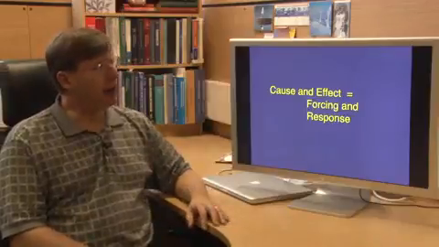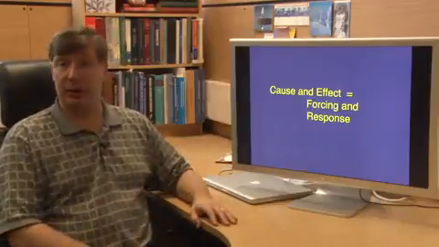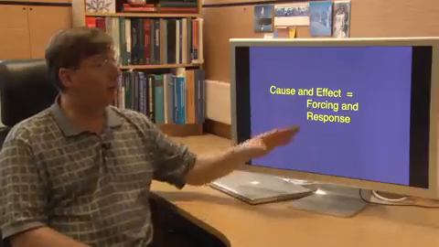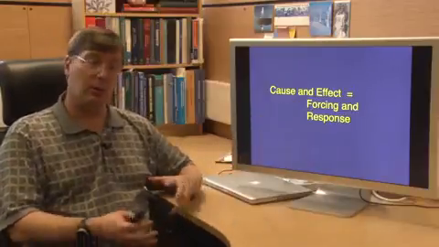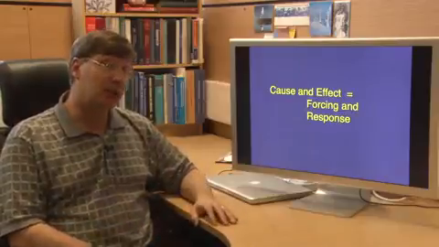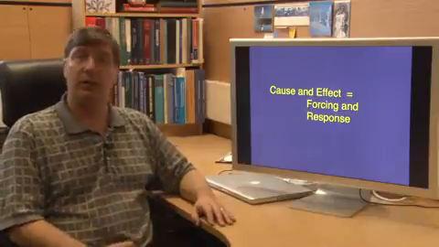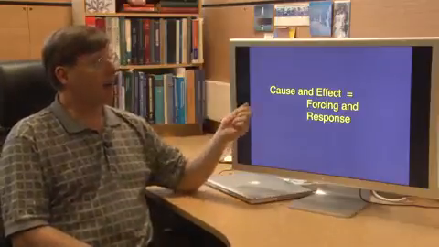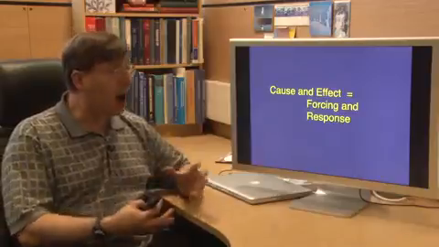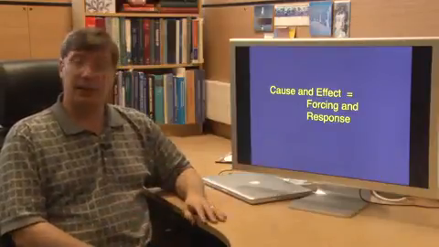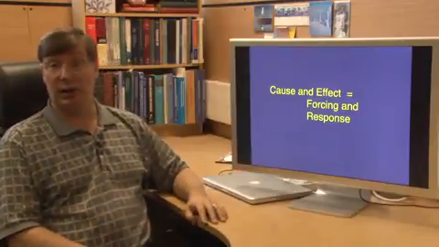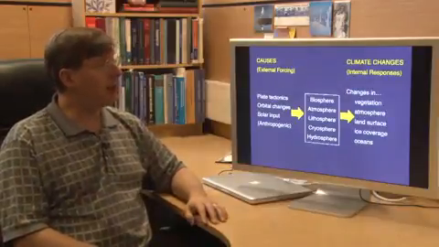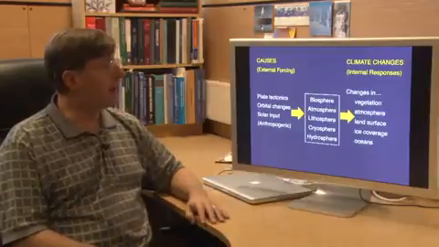The next thing we need to talk about is how these different spheres interact. And for that, I want to introduce the concept of forcing and response. So when we talk about climate forcings and climate responses, you'll know what I mean. You can kind of think of this as cause and effect, with the forcings being the causes of something and the effect being the change that results in the Earth's climate system. So here, let me give you some examples that may help explain that.